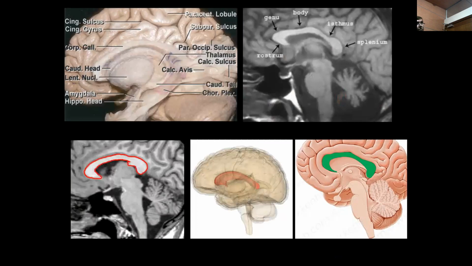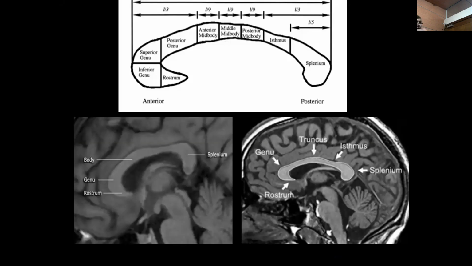It's made of the rostrum, genu, body. There's a narrowing here called the isthmus, and the splenium, anterior and posterior. So it looks like that. And even that, we can divide it into areas. The rostrum, the genu is made of two parts, superior and inferior, and then we have the posterior genu, and then we have the middle body, anterior and posterior, the isthmus and the splenium. So a neurosurgeon should be aware of this.